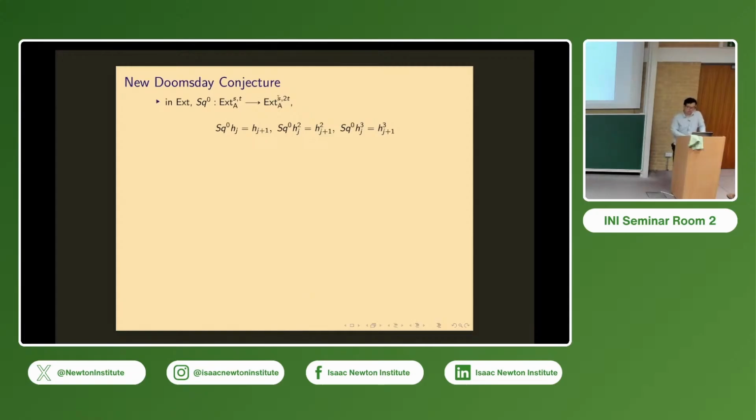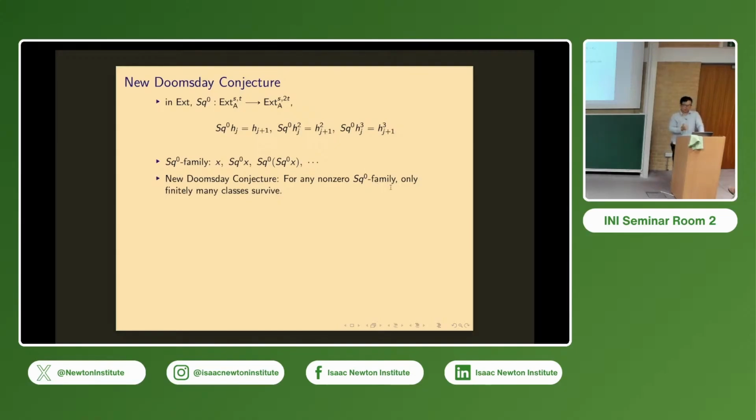It preserves the filtration, it doubles the total degree. In particular, since hj is the next one, hj plus 1, and so are the squares and cubes. So we can define something called the square zero family by taking an X and the iteration of square zero. They're all in the same filtration. Then there is a new doomsday conjecture stating that within any non-zero square zero family, only finitely many of them survive.